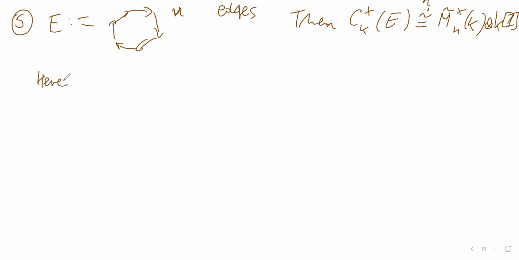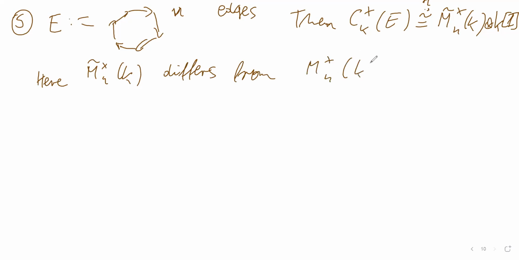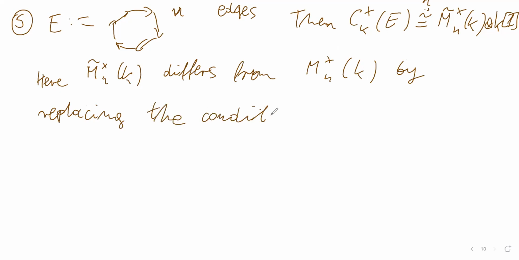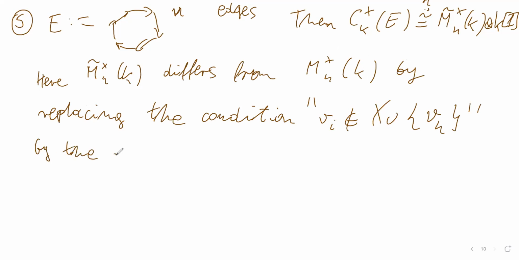So here, M tilde N of X k differs from the previously defined M N of X k by replacing the condition d_i does not belong to X cap V_n by the condition V_i does not belong to X.